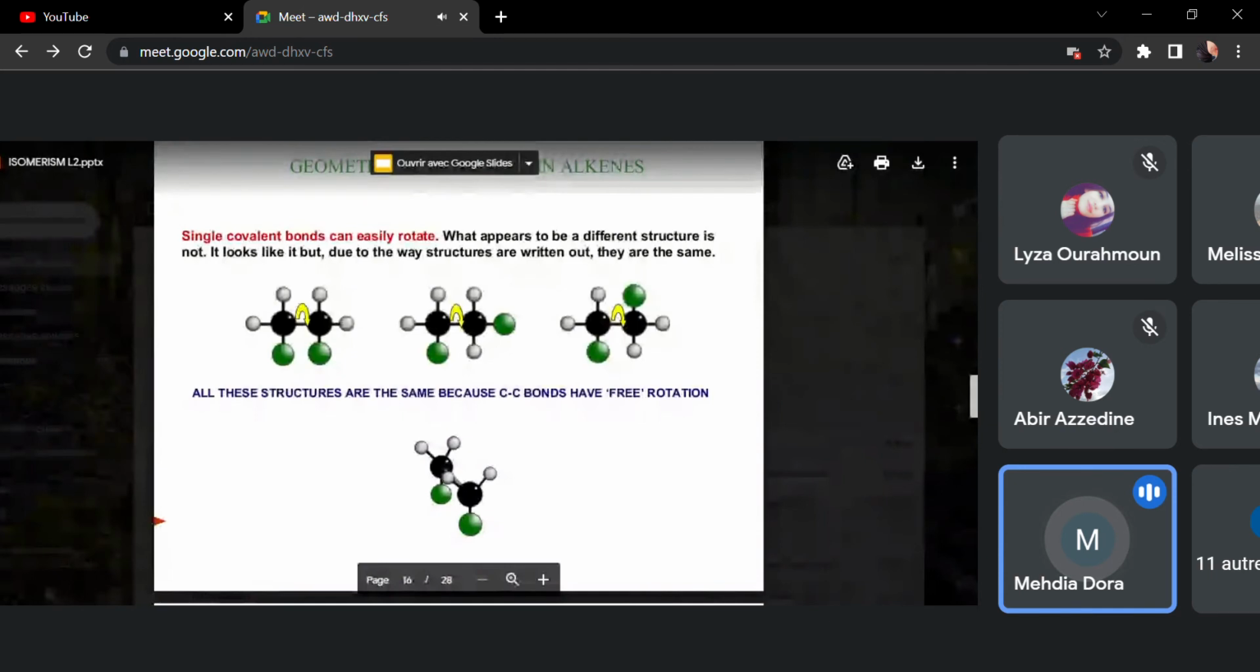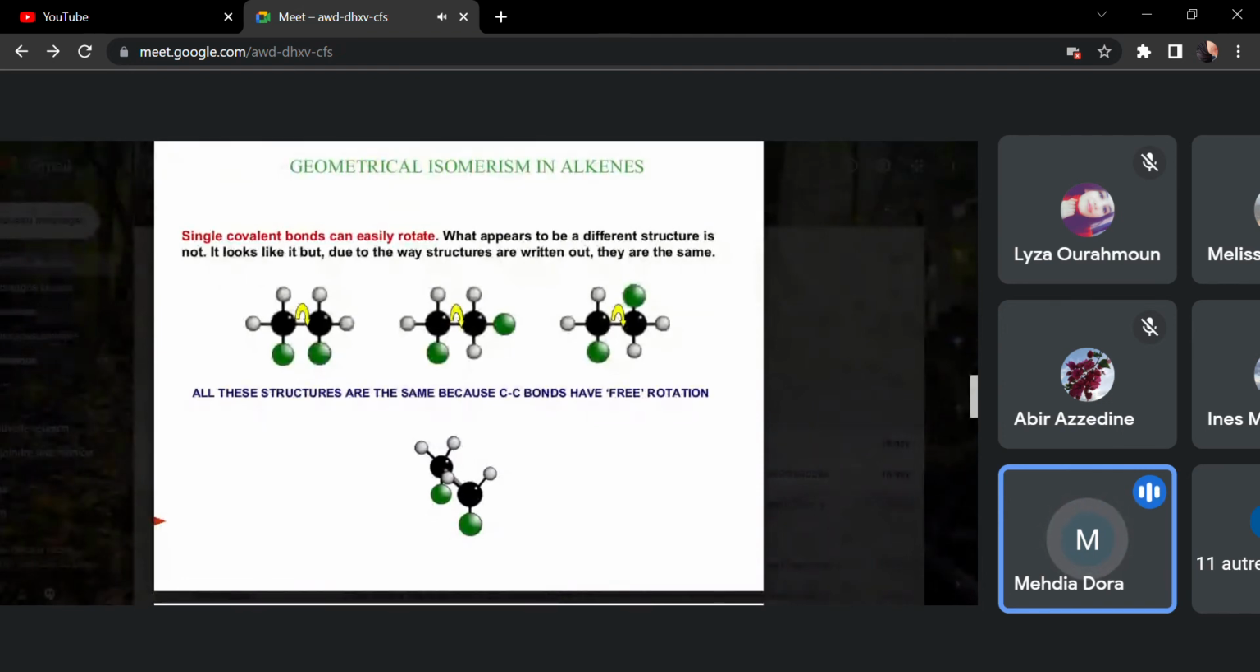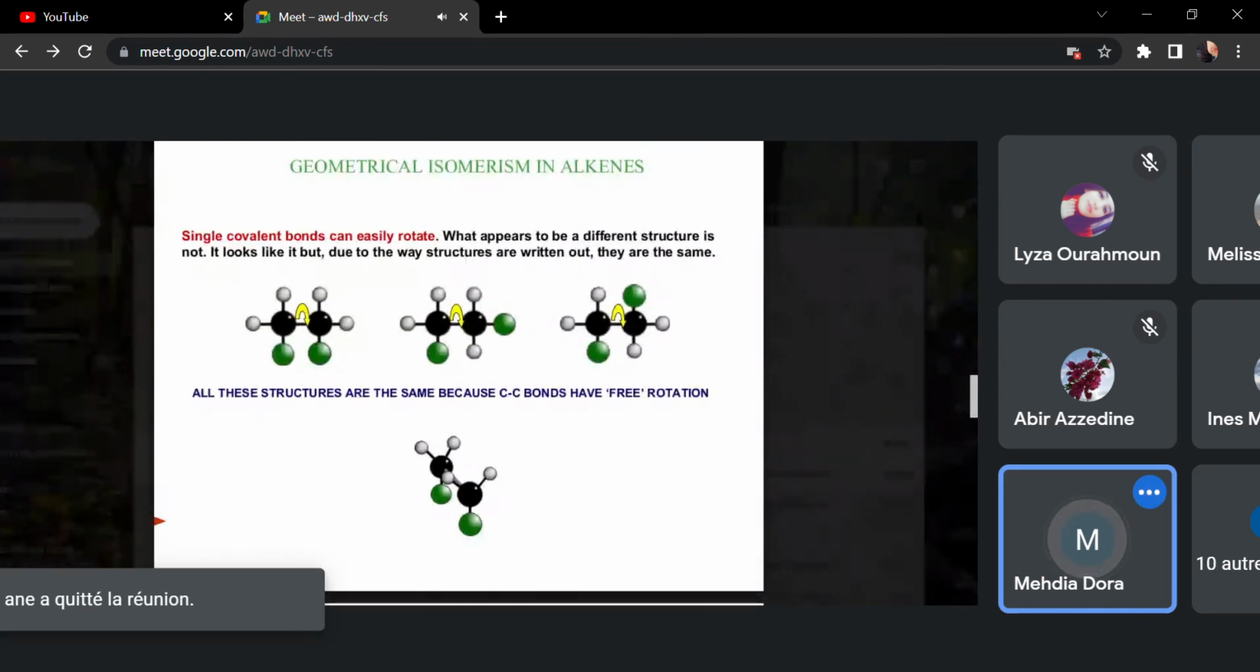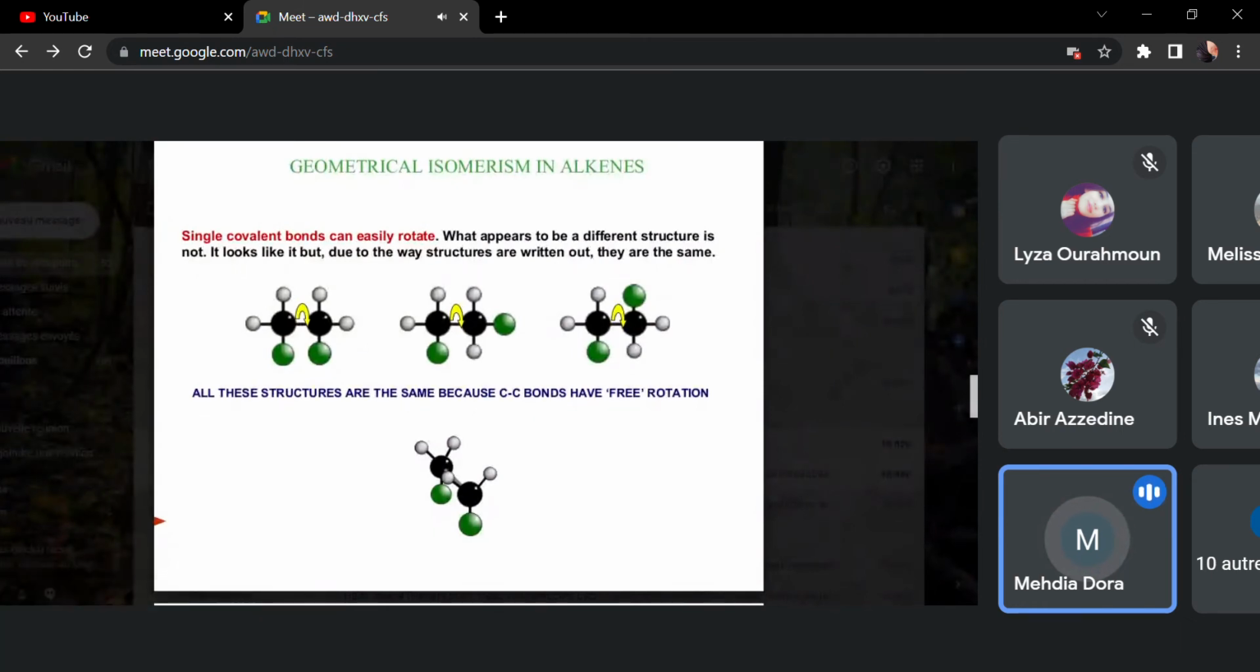So about the alkane, in this case, we can do the rotation about their axis, the axis of the C-C bond. So we could clearly see the same molecule, because they have free rotation. But the problem in alkenes, we don't have free rotation. We could see the next example, please.